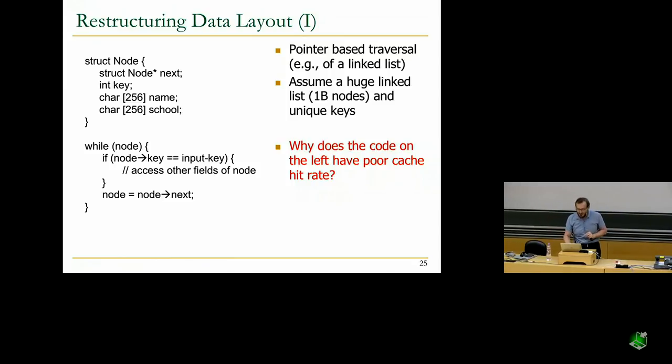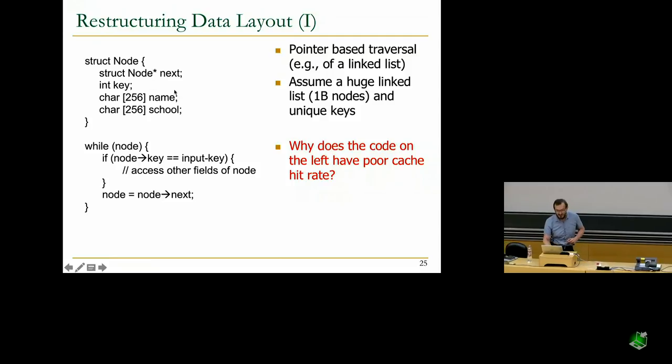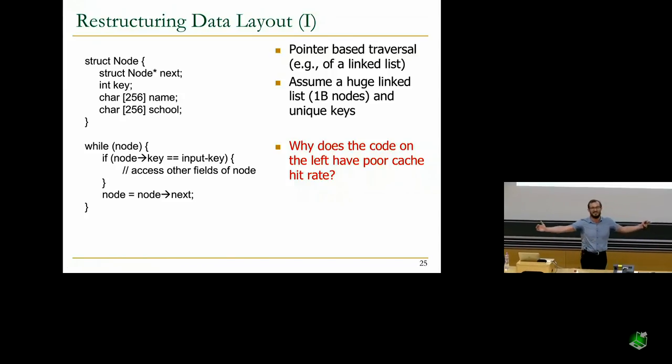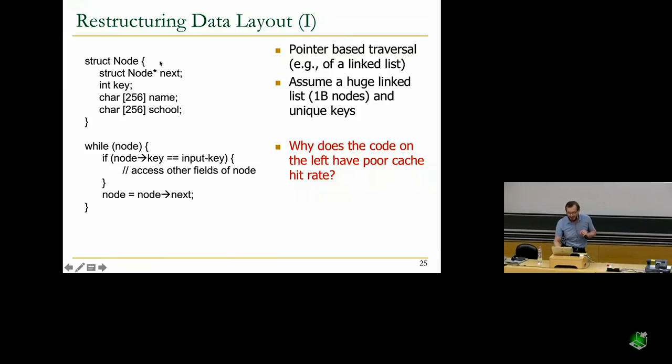Which means that when you do this traversal, you bring the nodes into the cache, you bring the first 64 bytes of whatever is here, and if your key doesn't match, you're not going to touch the rest of the cache line, because the rest of the cache line contains name and school, and you're not going to access those if the key doesn't match. And you go to the next node, you do the same thing for the next node. If the key doesn't match, you brought in the entire cache line just to touch this next pointer and the key. And you keep doing this, and assuming you have unique keys and a huge linked list, you'd be wasting a lot of cache space. Because every access, you're using only the next pointer and the key, right? And everything else is useless.